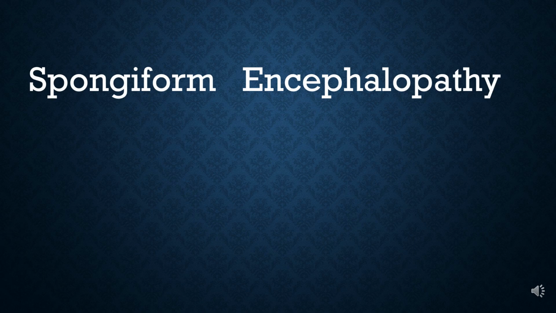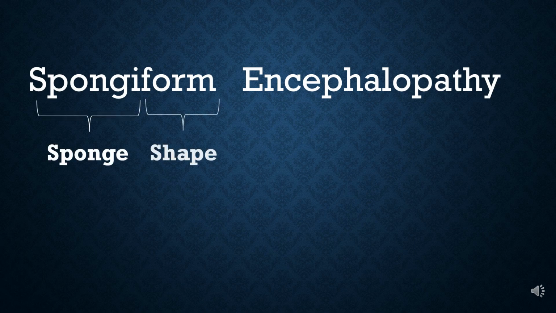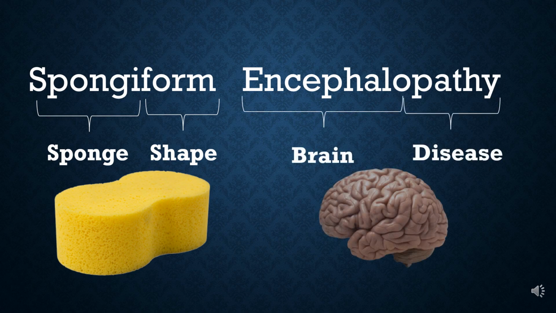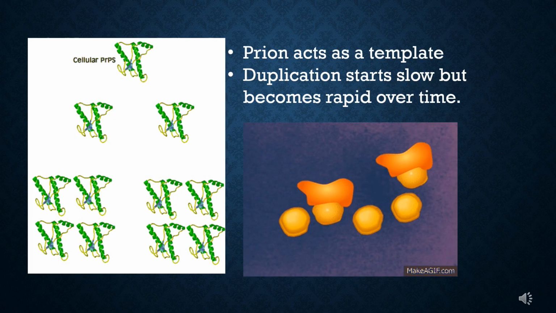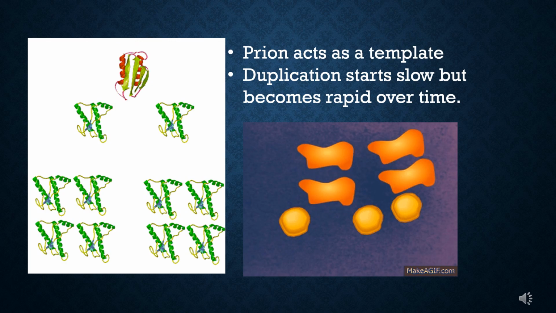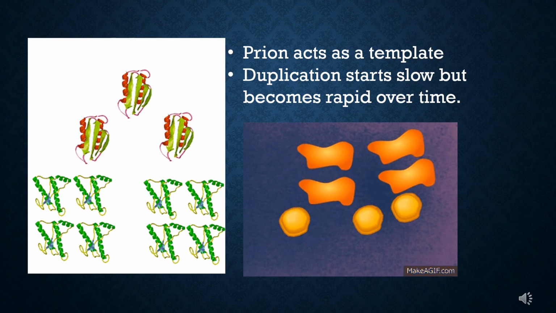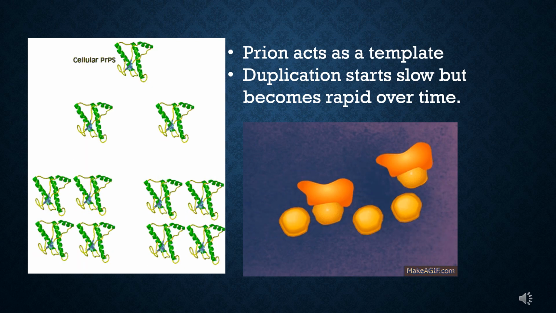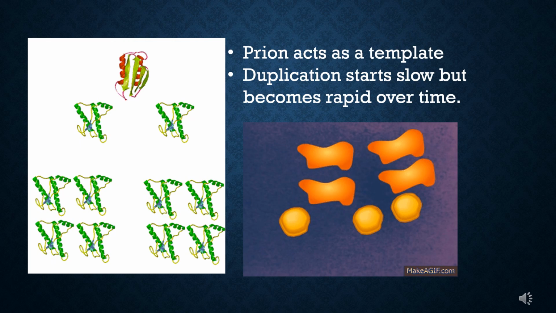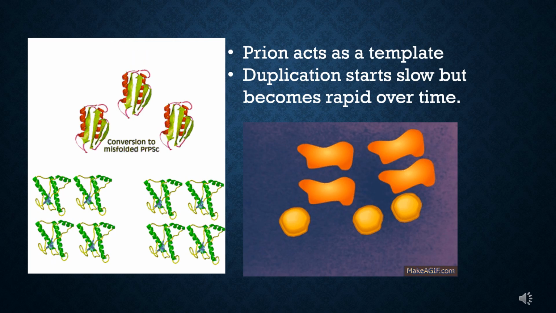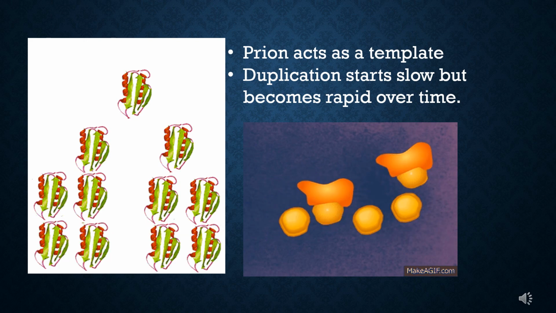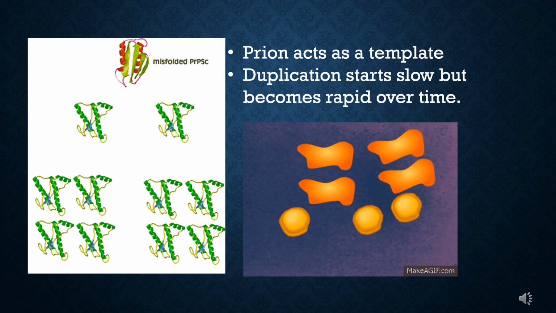Creutzfeldt-Jakob disease falls under the class of spongiform encephalopathy. This is due to the disease causing the brain to become porous like a sponge. Here are two visuals of how this new misfolded prion acts as a template and induces misfolding in normal proteins. The protein molecule now mimics the prion and takes on its misfolded shape, and then acts as a template for another protein to become an abnormal infectious prion. This duplicating process starts slow but worsens rapidly over time, causing brain damage.